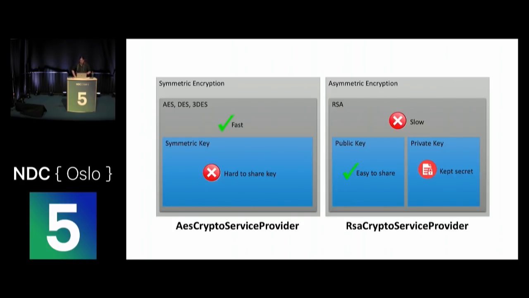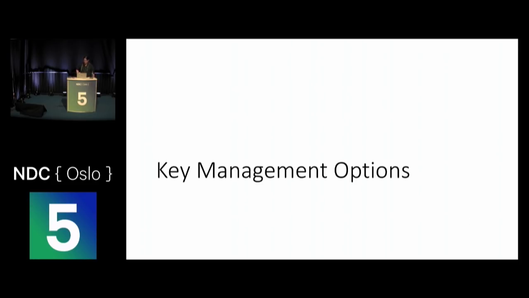So in .NET, you'd use things like AES Crypto Service Provider for doing AES encryption, and you might use RSA Crypto Service Provider for doing RSA encryption. So that's a very, very high-level primer of some of the things that we're going to be looking at later. So let's now look at key management options.